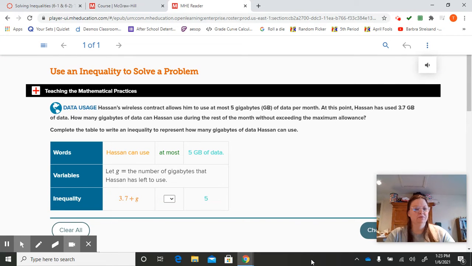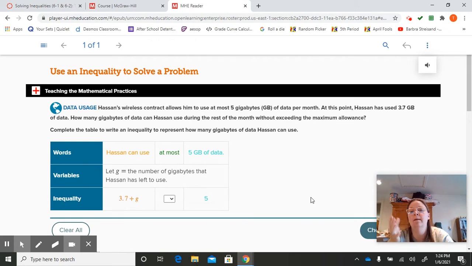Here's everyone's absolute favorite thing, a story problem. Hassan's wireless contract allows him to use at most 5 gigabytes of data per month. At this point, Hassan has used 3.7 gigabytes of data. How many gigabytes of data can Hassan use during the rest of the month without exceeding the maximum allowance? Complete the table to write the inequality to represent how many gigabytes of data Hassan can use.